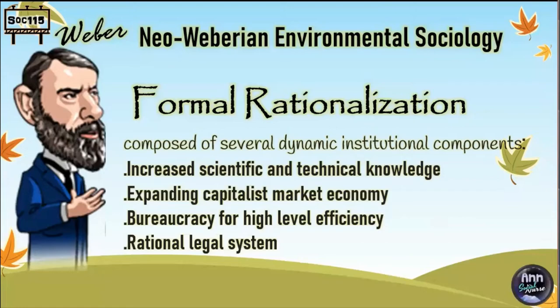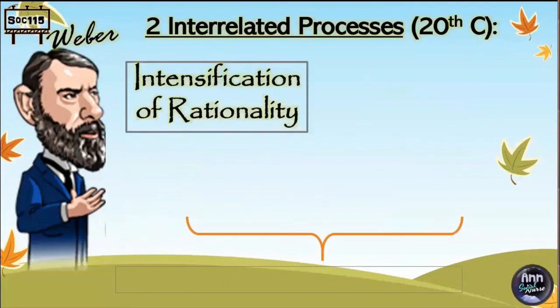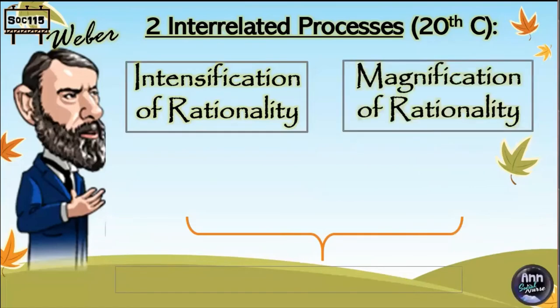Now, formal rationality thus dictates that the most efficient action is to clear-cut an old-growth forest, even if this is in no way substantively rational from an ecological point of view. Okay. Now, two interrelated processes, first highlighted by Weber at the beginning of the 20th century, have become distinctive features over time: the intensification of rationality and the magnification of rationality.